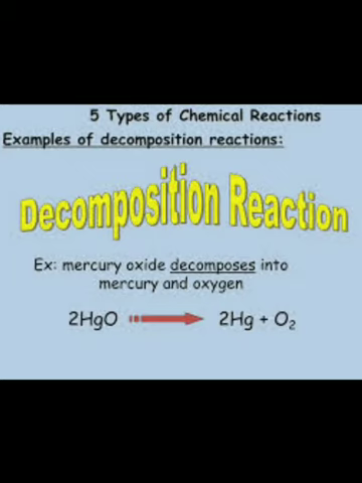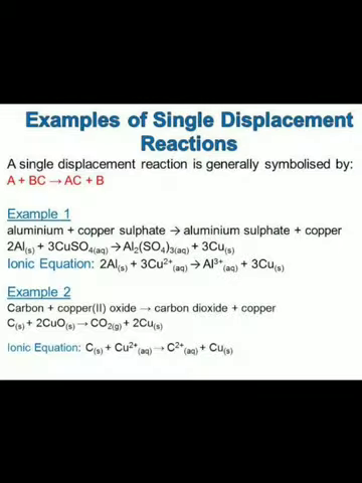Let's see the example. Here you see mercuric oxide, HgO. When it decomposes, it gives rise to mercury plus oxygen. That means a single compound is decomposed to form two simpler substances. The formula is AB gives rise to A plus B. One chemical compound, when decomposed, gives two or more simpler substances. So this is known as decomposition reaction.